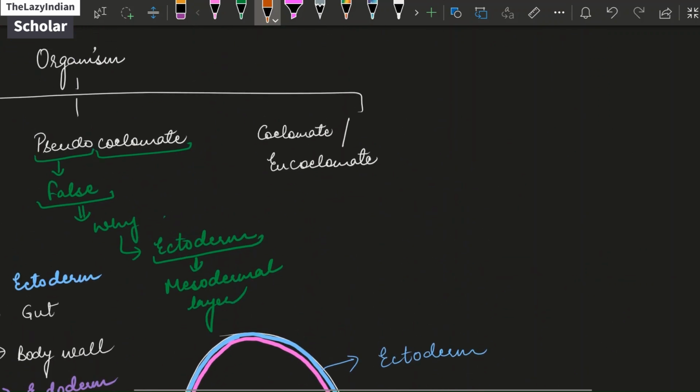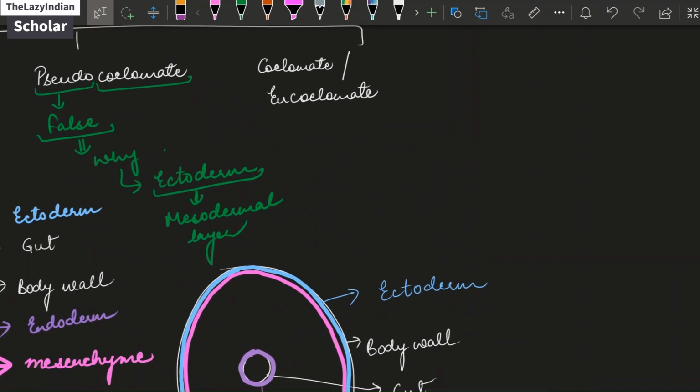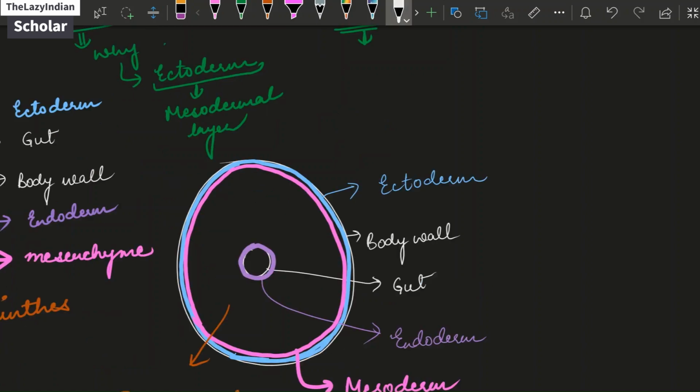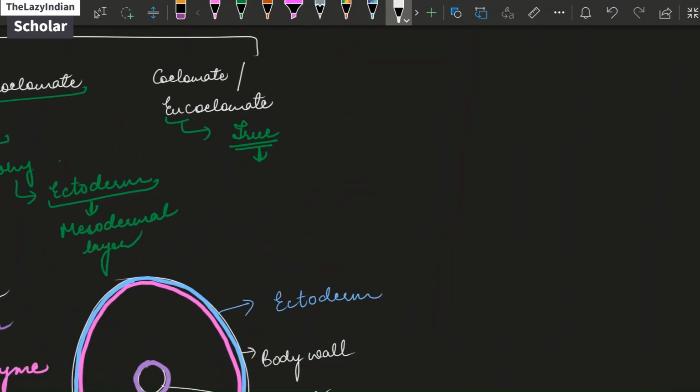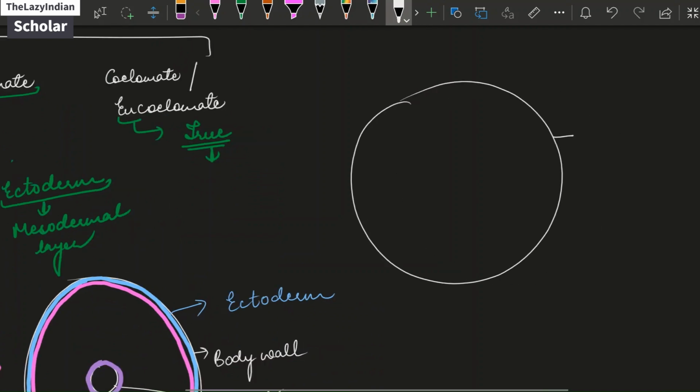Now let's take coelomate or eucoelom. Here eu means true, meaning the organisms having the coelom are known as eucoelomates. So this will be known as true because the ectoderm and the endoderm both will be lined by the mesoderm layer. So with this diagram, let's see.